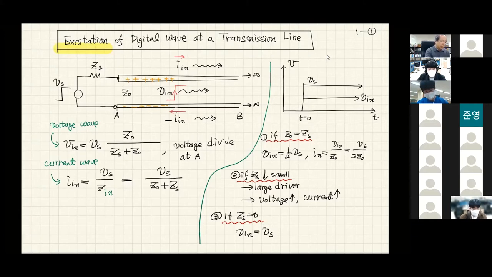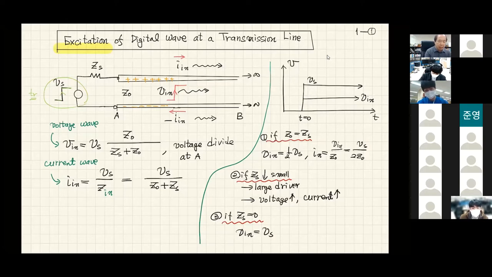Let's assume that I have a digital switch. It has a transition from 0 volt to 1 volt at a certain rising time. I'm assuming that the rising time is extremely small, a very, very fast digital signal, so it may have very high frequency components. Because of that, we have to apply the transmission line theory.